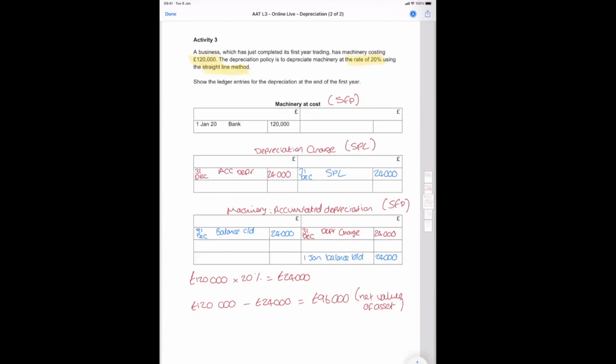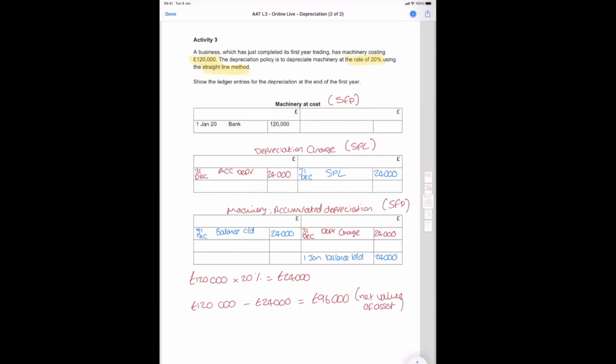What we will then do for every year that the asset remains in the business is repeat this process. Okay, at the end of the following year, we'd do exactly the same. We'd charge the amount of depreciation for that year, and then we'd post that annual charge to the accumulated depreciation account. Okay, that accumulated depreciation account, because you're adding a balance brought down each year, will begin to stack up.